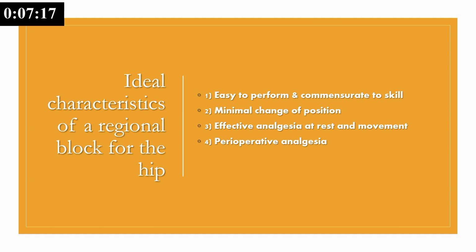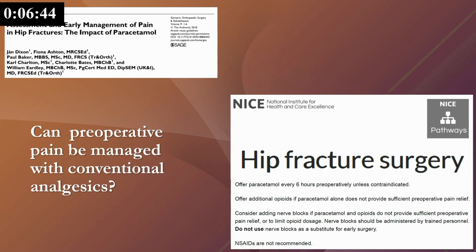So the ideal characteristics of a regional block for the hip should be easy to perform and commensurate to your skill. Minimal change of position. You don't want to move a patient around with the fracture and trouble him more. Effective analgesia at rest and movement, and you'll see this come into play because it is fairly easy to create analgesia at rest, but most of the techniques that we do do not give great dynamic analgesia. And your analgesia should span the entire perioperative period.